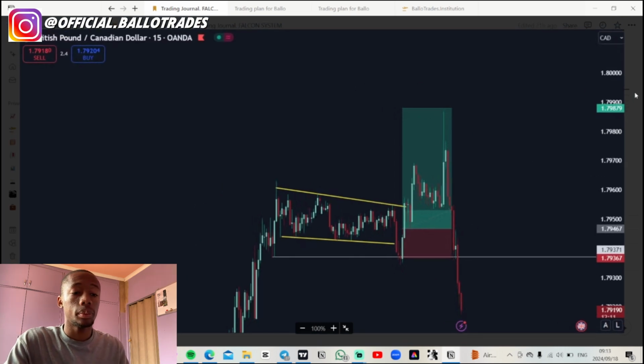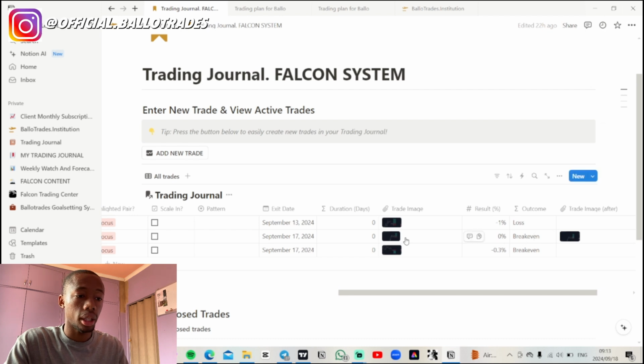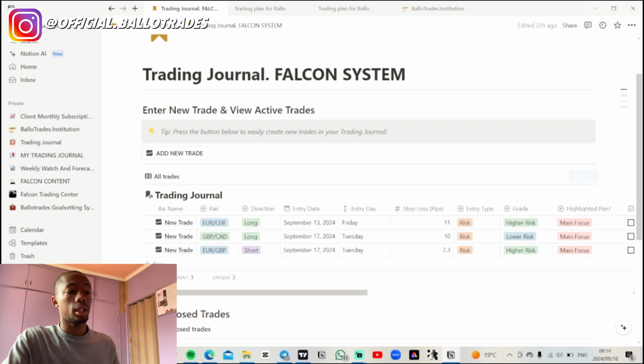But then it is what it is. We learn from our mistakes. As you can see, it was a very even trade. We didn't make anything from it. And yeah, moving on to the third trade.